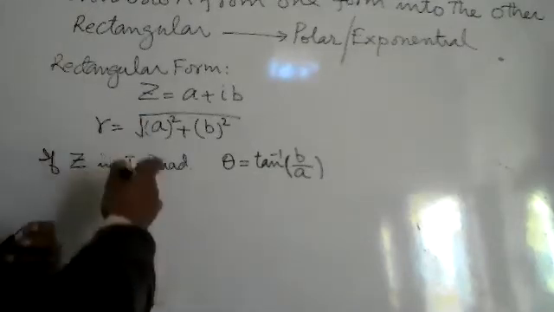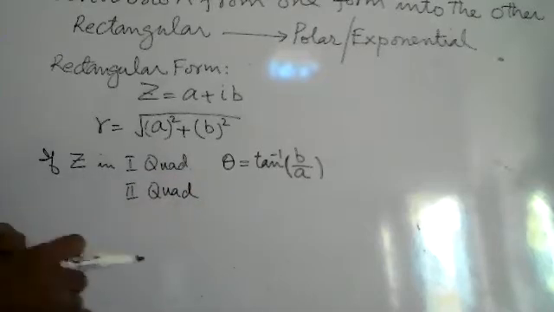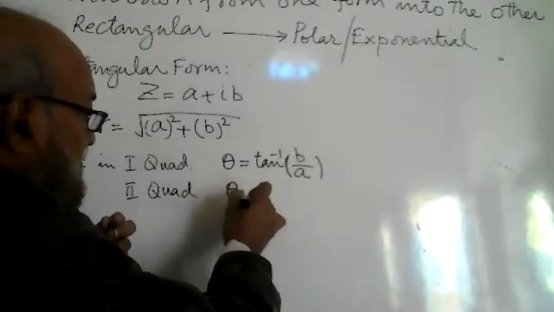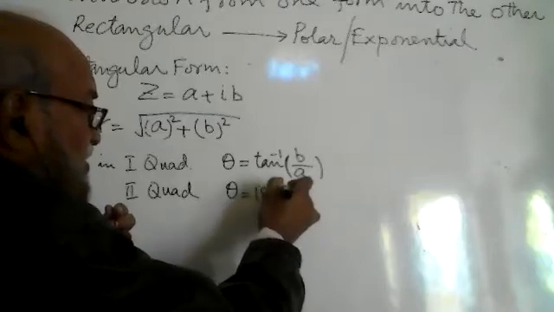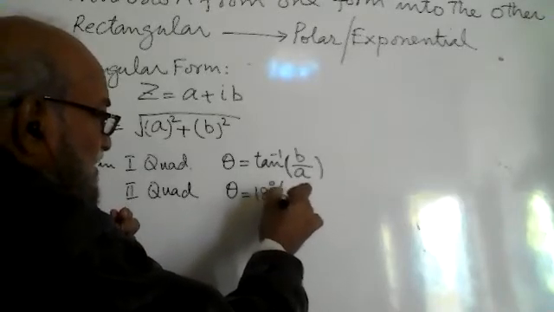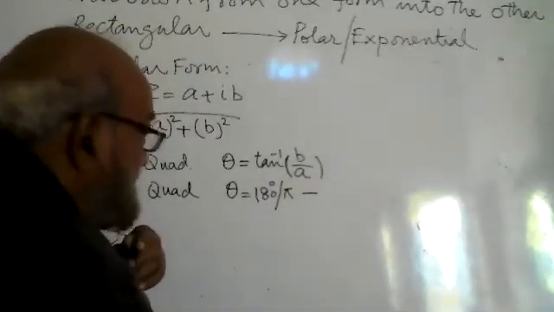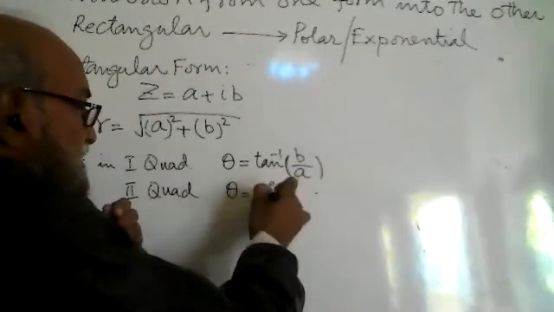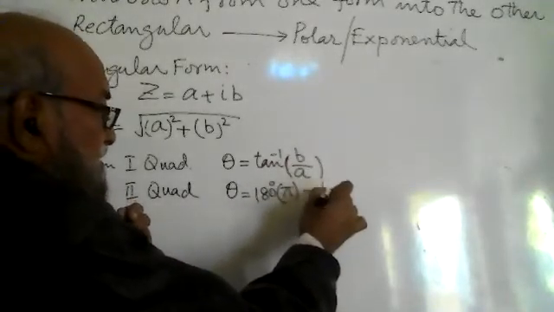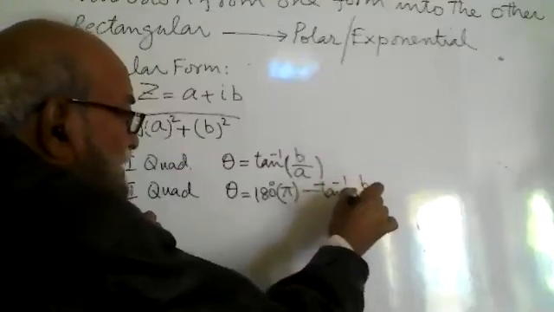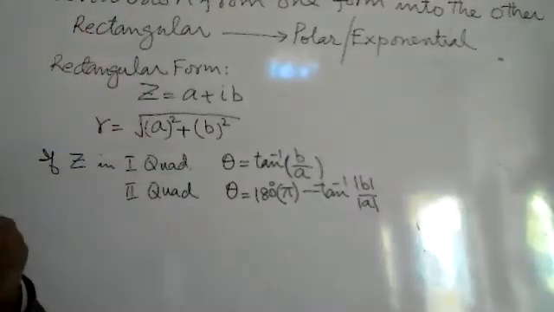If it is in the second quadrant, then theta will be found as 180 degree if you are doing in degrees, or pi if you are taking in radian, minus tan inverse b upon a. b and a both must be positive. You have to take the positive values of b and a.